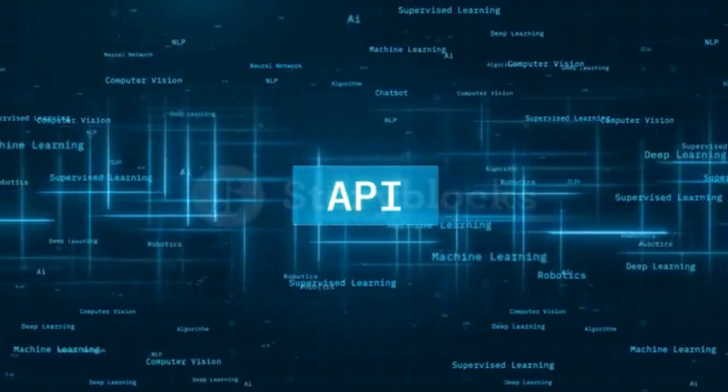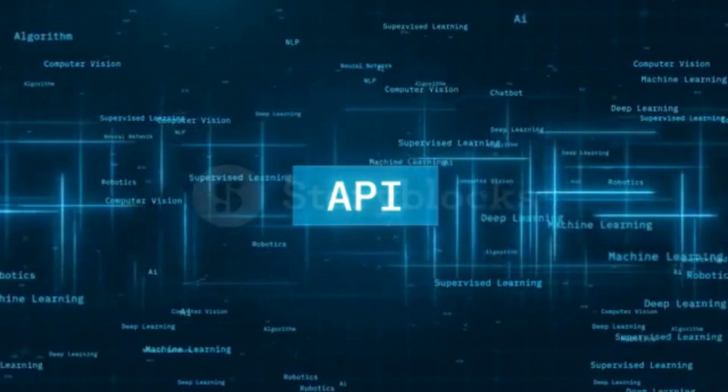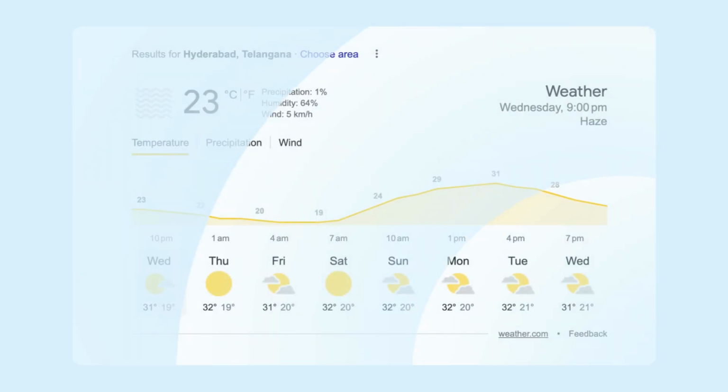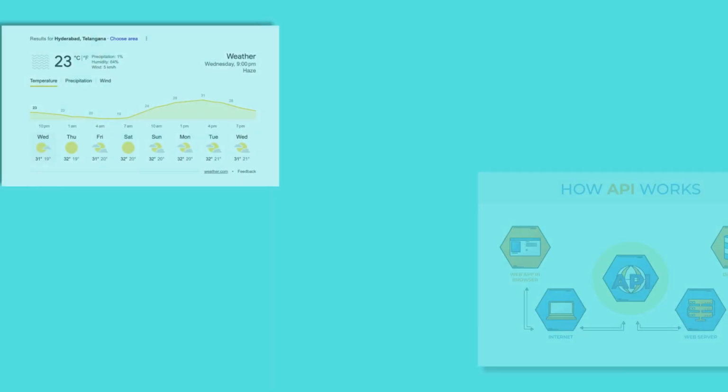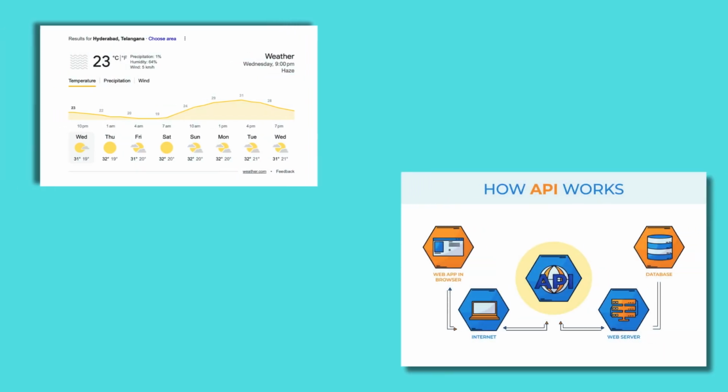The data is in another system, and as you click on the location, a weather API requests the system to give the weather data for Hyderabad, Telangana. And the same API shows the data in the app. So now you can understand what exactly an API is.